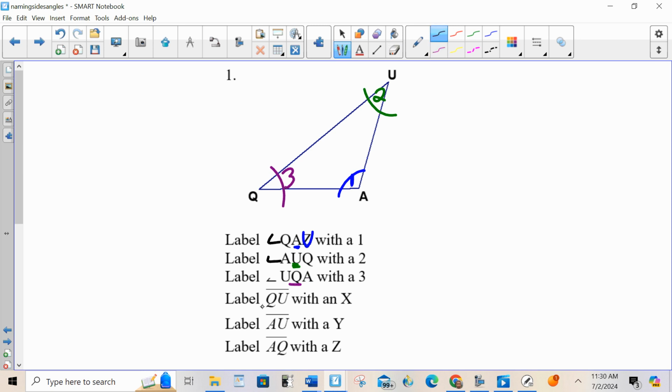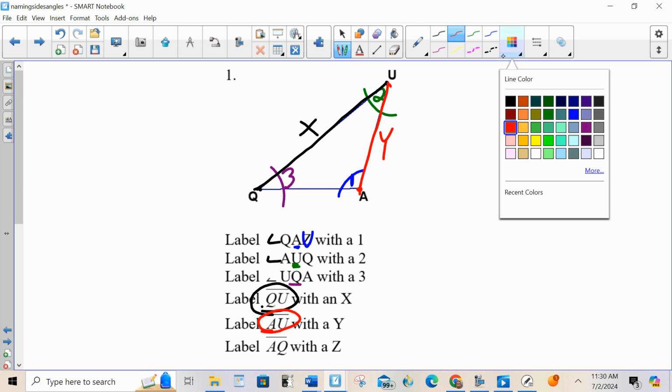QU with an X, so line segment QU, two letters, is the line segment that starts at Q and ends at U. This is line segment QU. To label it with an X, I put an X on the outside. AU is Y, so AU is a line segment from A to U. This is line segment AU. To label it with a Y, on the outside in the middle of the segment, I put a Y.